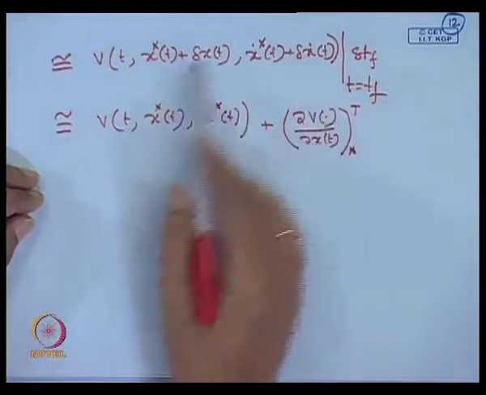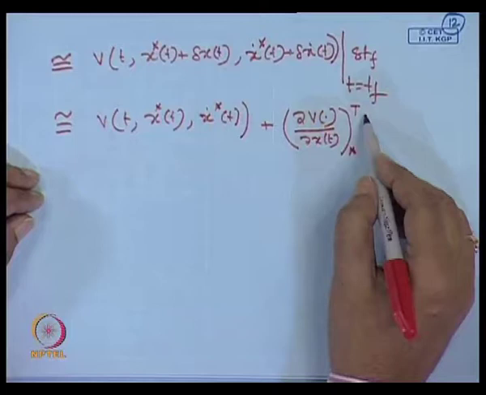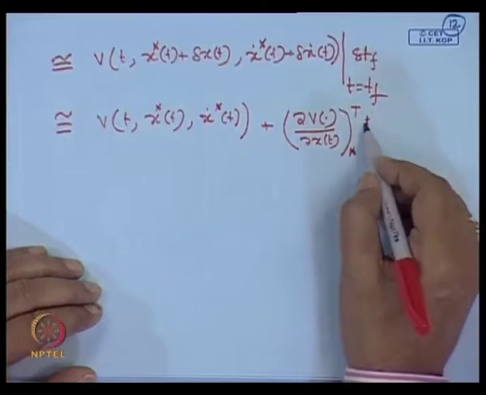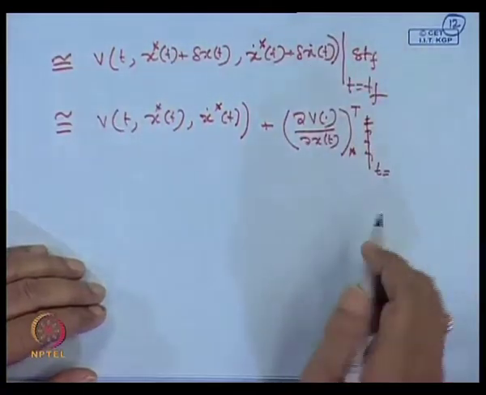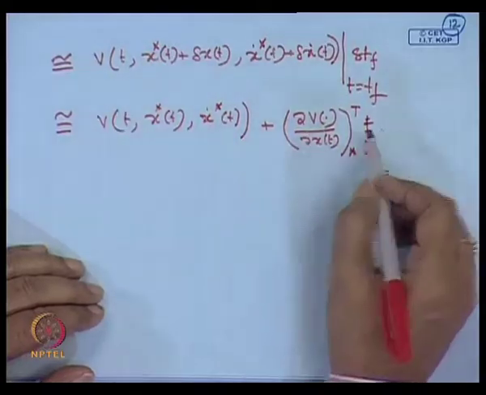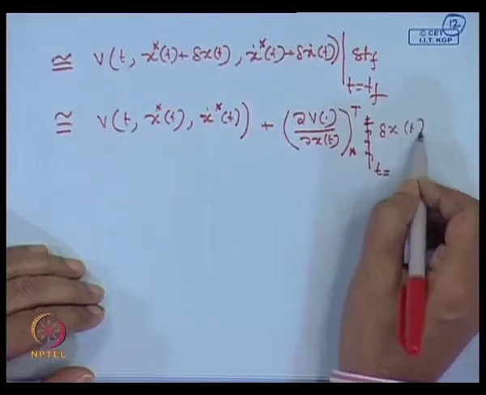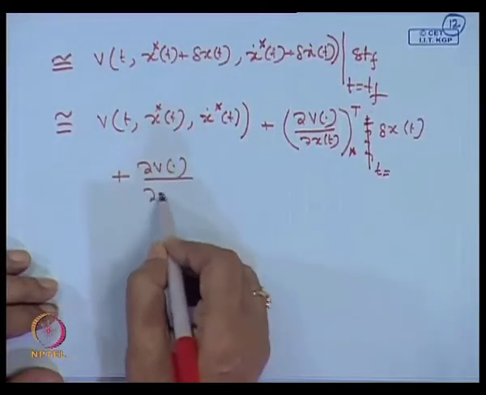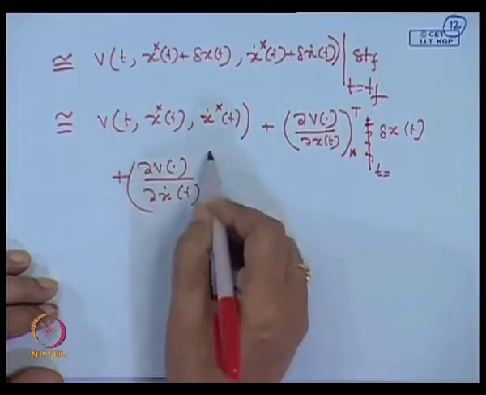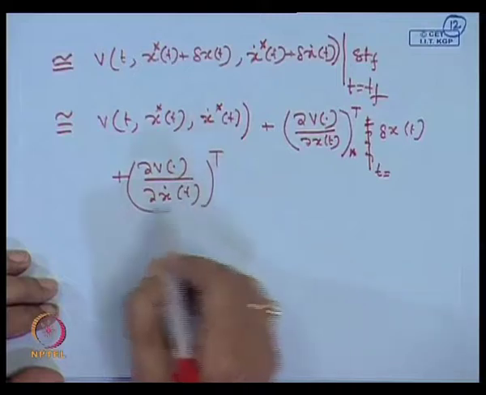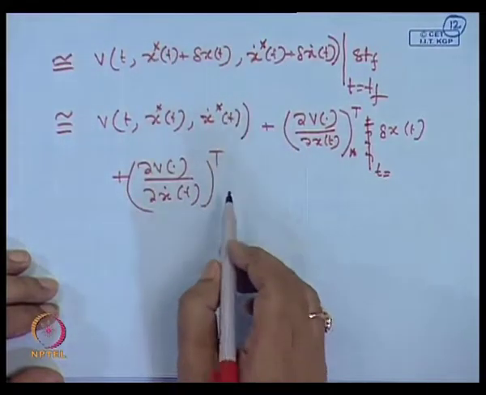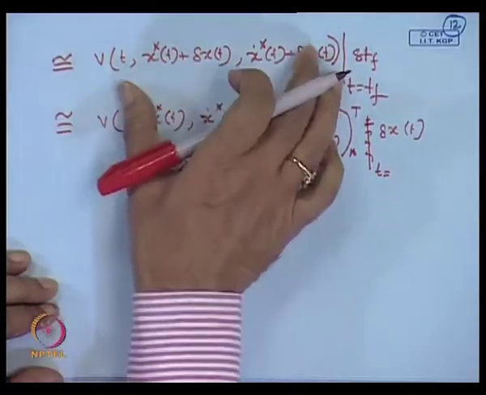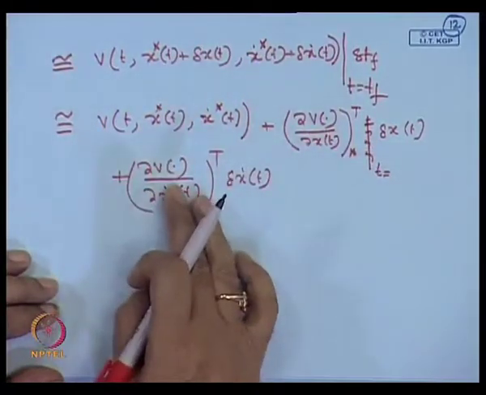This Taylor series expansion is at t equal to T f. First I will write the Taylor series expansion, then I will evaluate the whole thing at t equal to T f, this into delta x, del of x(t), plus del V dot del x dot of t whole transpose, because along the trajectory this is equal to x dot of t. This whole thing is nearly equal to what I have written.